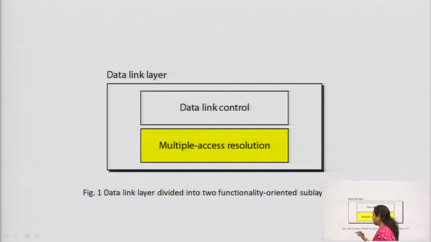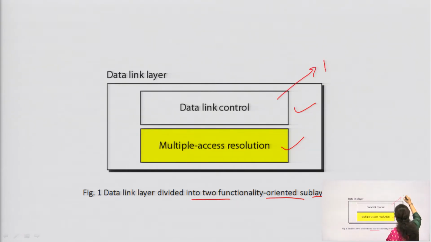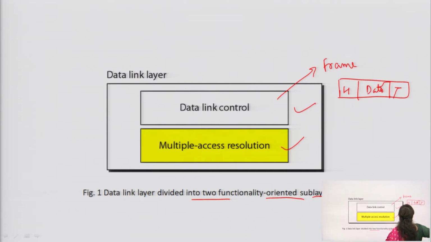The data link layer is divided into two functionality-oriented sublayers: the first one is the data link control, and the next one is the multiple access resolution. So these two functions are performed at the data link layer. First is data link control, which is responsible for forming the frame. The frame consists of the header, then the data, followed by the trailer bits.